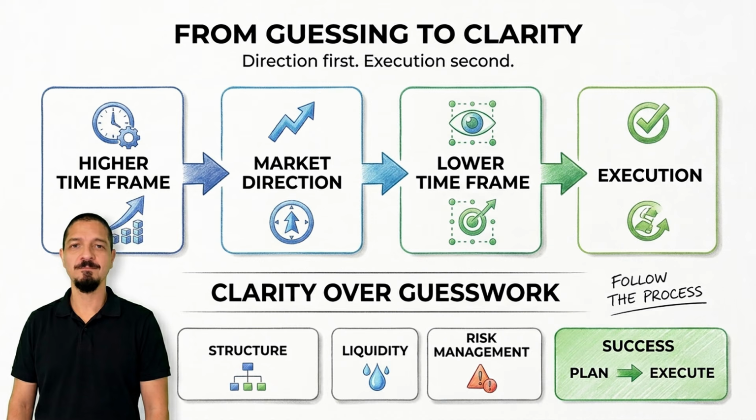So, traders, top-down analysis is not about switching between timeframes randomly. It is about building direction from the higher charts and refining execution on the lower ones. When structure, liquidity, and risk management align, you move from guessing to executing with clarity.